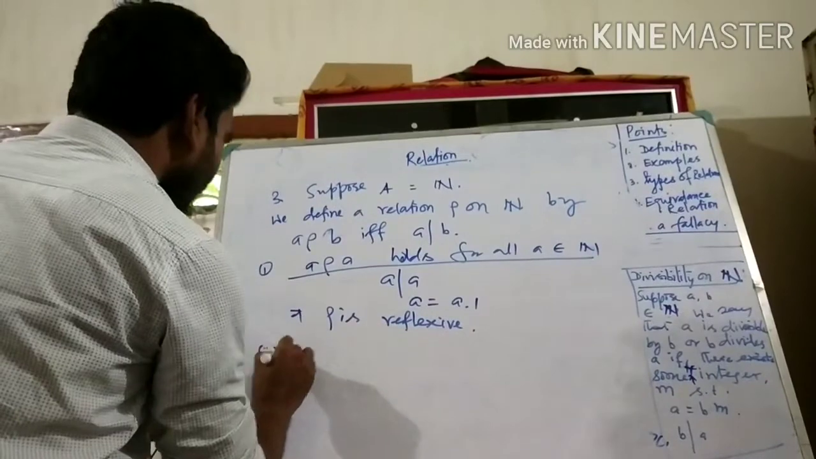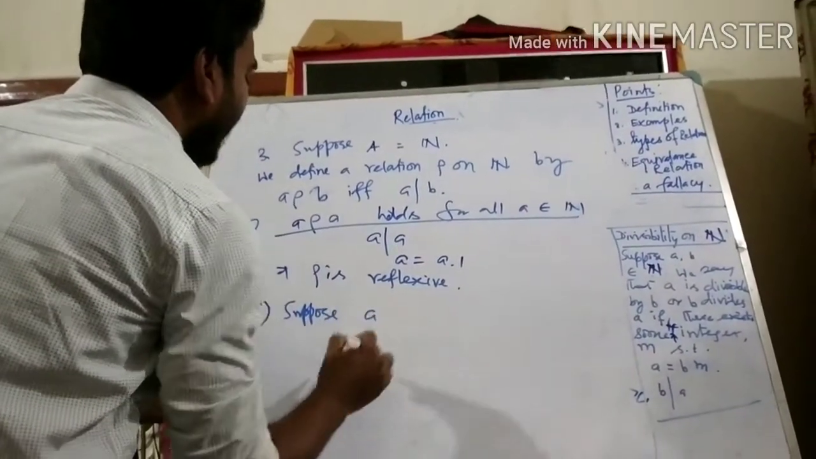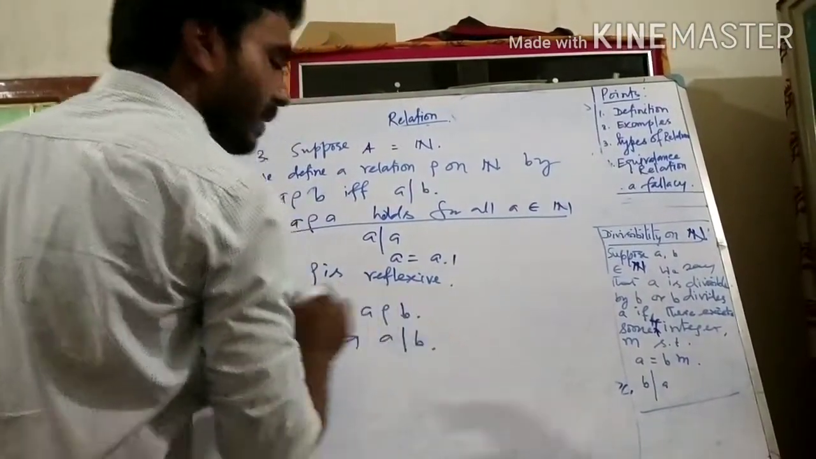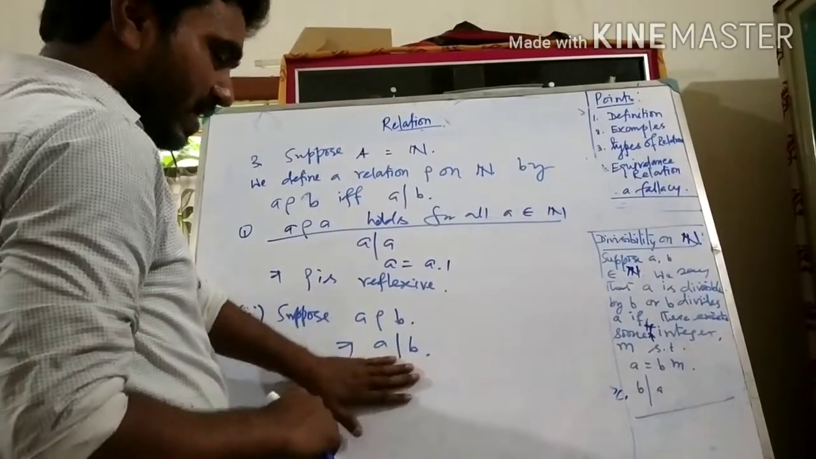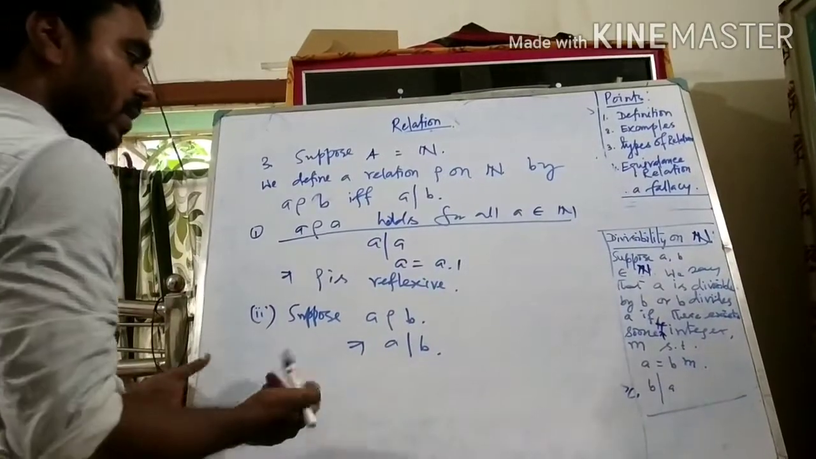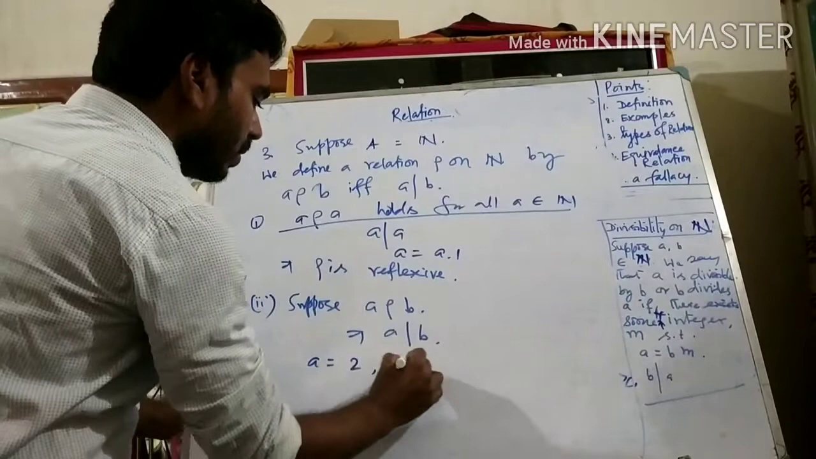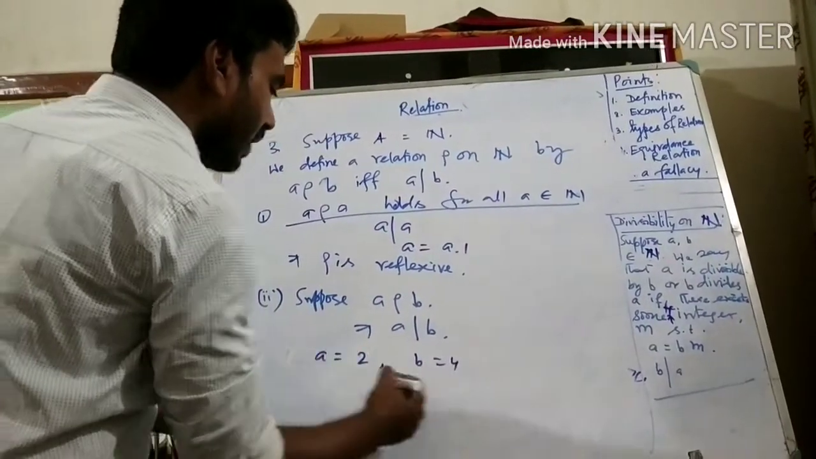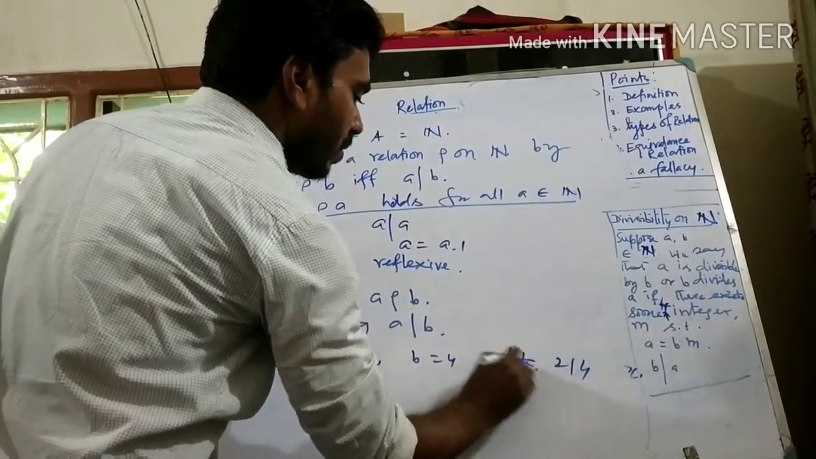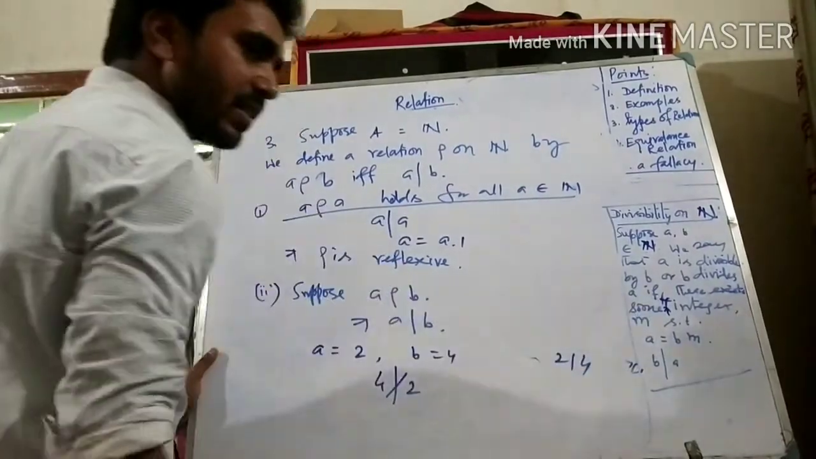Number 2. Suppose A is related to B. That means A divides B. But this does not mean that B also divides A. You can take a particular case also. For example, suppose A is equal to 2 and B is equal to 4. Then it is trivial that A divides B, right? 2 divides 4. But 4 does not divide 2 from this definition.